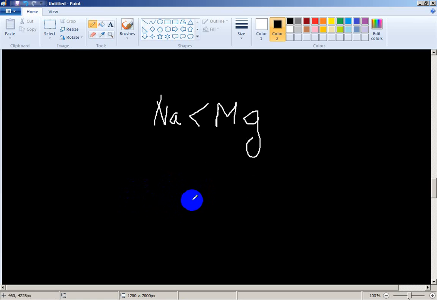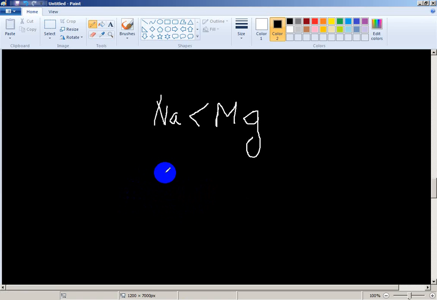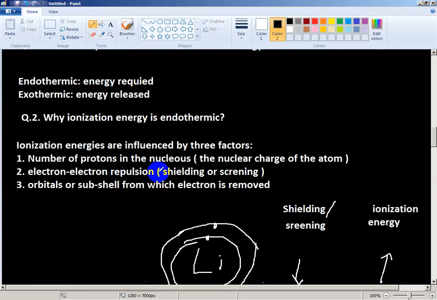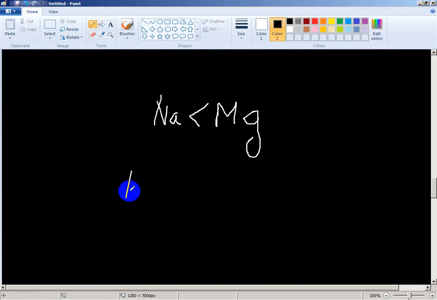Okay, look, it is due to the orbital effect. I have said these things. Also, the orbital or subshell from which the electron is removed is responsible. Between magnesium and aluminum, which one has more ionization energy? Magnesium. Conventionally aluminum should have more, but why magnesium?